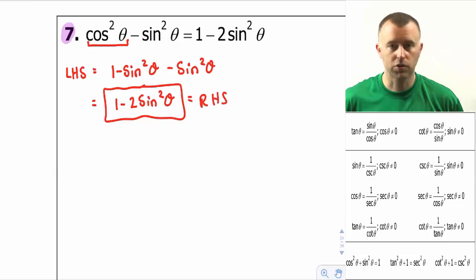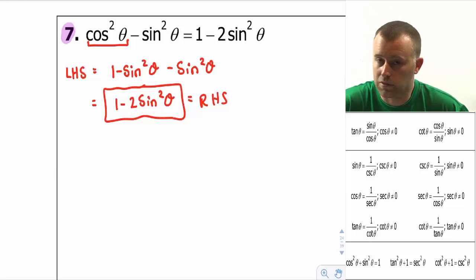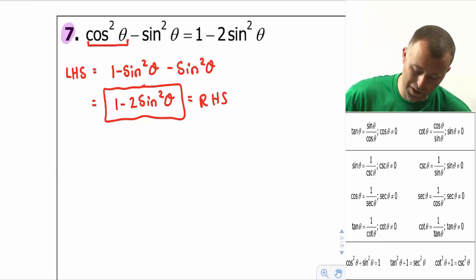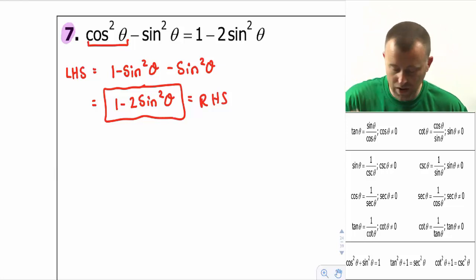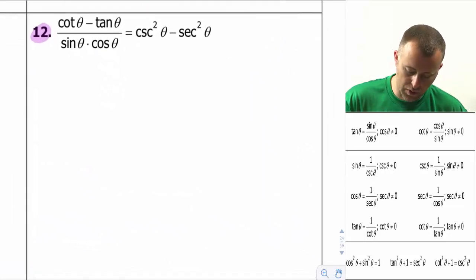So notice some of them are short, some of them are long. You just have to look at your identities and apply them and hope it doesn't take too long. So that's number 7, fairly short. And then we're going to finish up here on number 12.